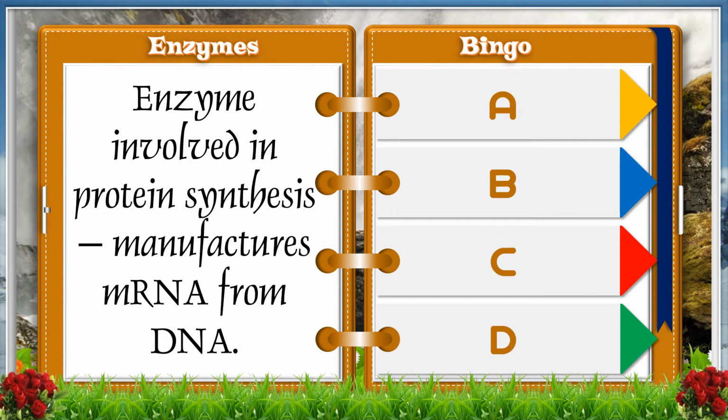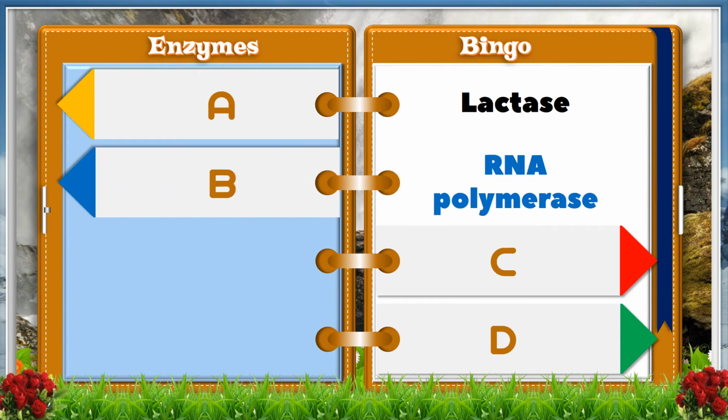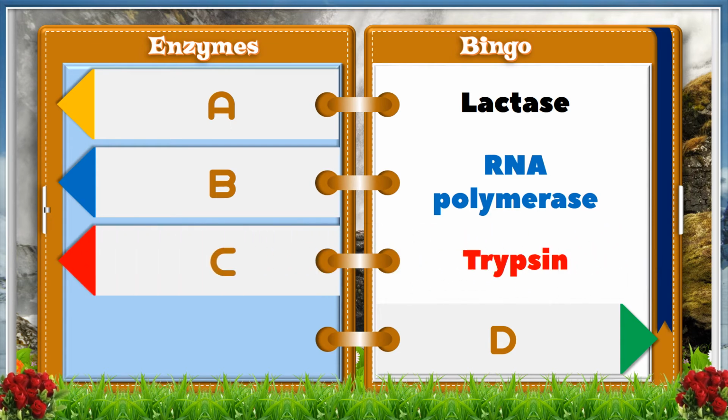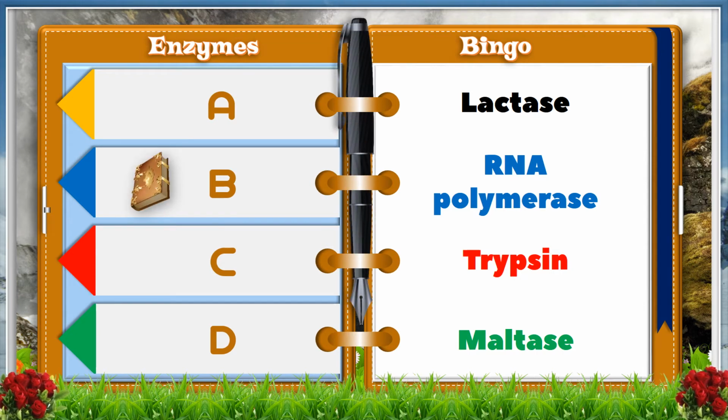Enzyme involved in protein synthesis, manufactures messenger RNA from DNA. A. Lactase. B. RNA polymerase. C. Trypsin. D. Maltase. And the answer is B. RNA polymerase.